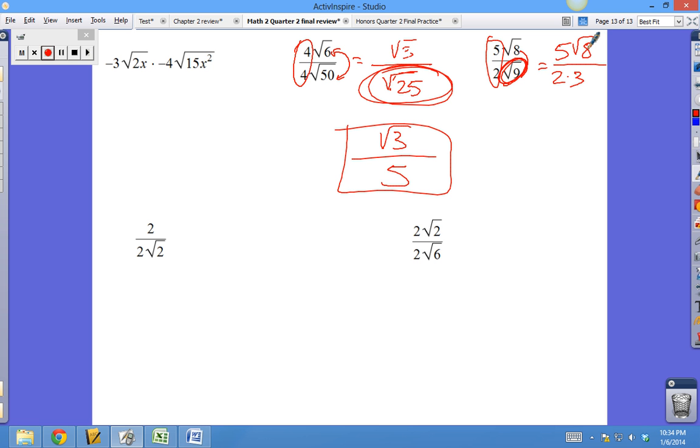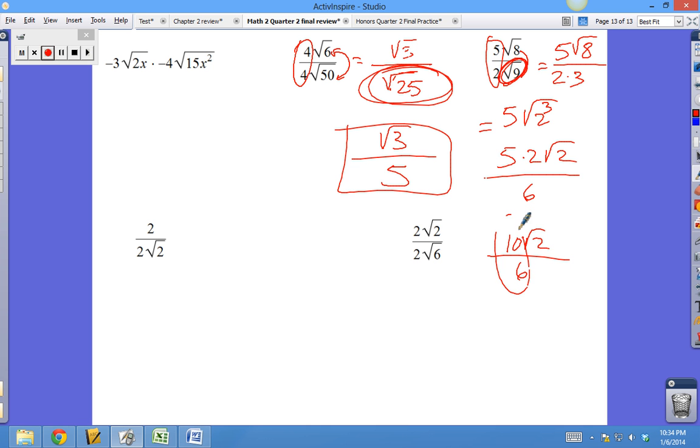So on top, I've got 5 times 2 cubed. Because I know 8 is a 2 and a 2 and a 2. And because I've got 2 or more, I know that that square root is going to undo a square. So on the outside I got a 5 and a 2. And on the inside I got a 2. And on bottom I got 2 times 3, that's 6. On top I've got 10 times the square root of 2. On bottom I got 6.